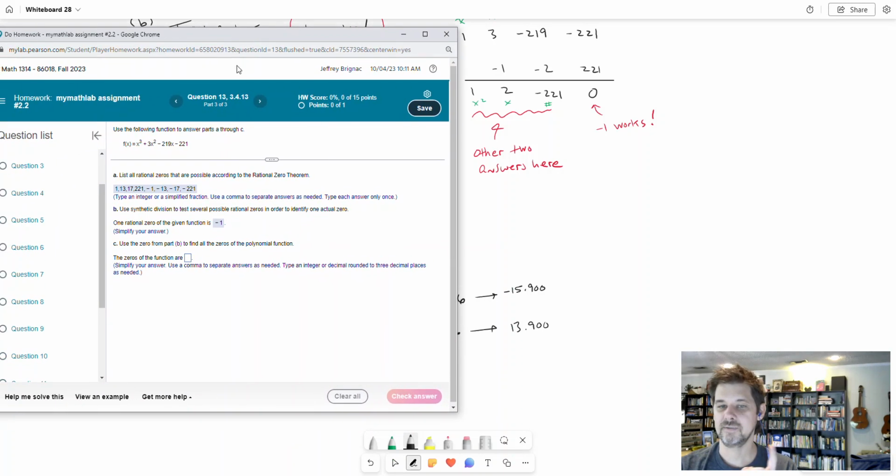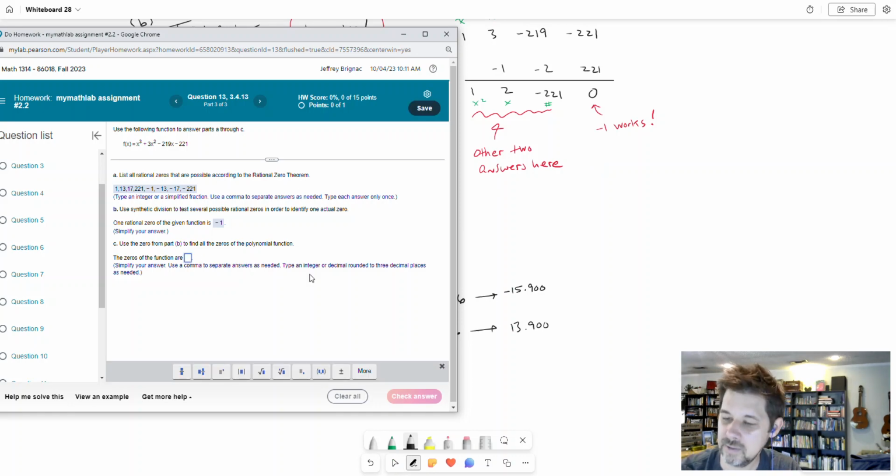Now let's try to put it all in. It says the zeros of the function, which just means the solutions to that original equation I started with on my whiteboard. So we've got -1. It might seem unnecessary to list it again, but what it wants here is all the answers, and -1 is one of them. Then I got -15.900 to 3 decimal places, and then I got 13.900 to 3 decimal places. It says separate by commas. I did that, and I rounded to 3 decimal places.